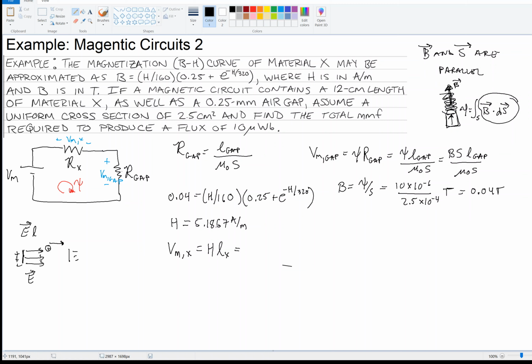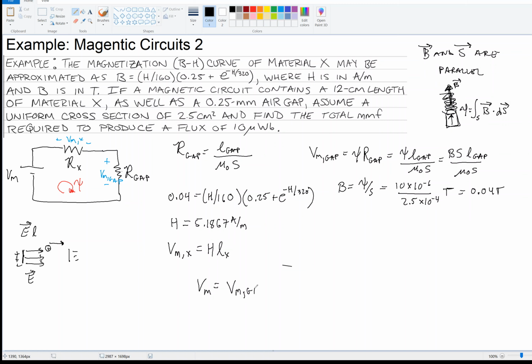So I take H, 5.1867, and multiply it by the length of material X. The length of material X is 12 centimeters, so I put that in meters, 0.12. I'll come back to that in a second. But I have Vmx and I have Vm gap, and so then I can get the total magnetic potential. I'll plug in numbers at the end here.